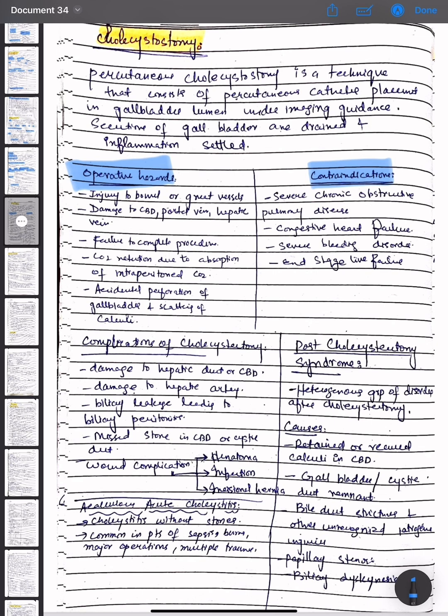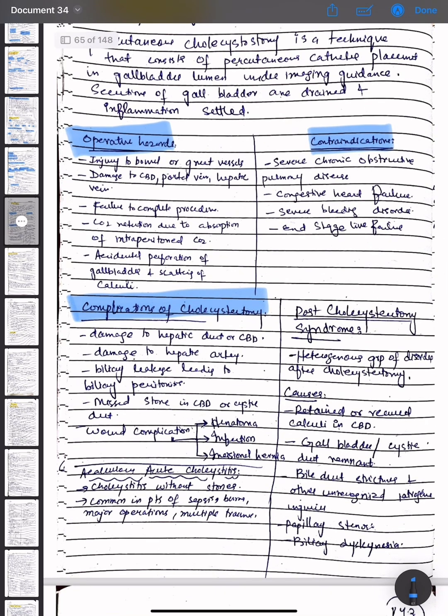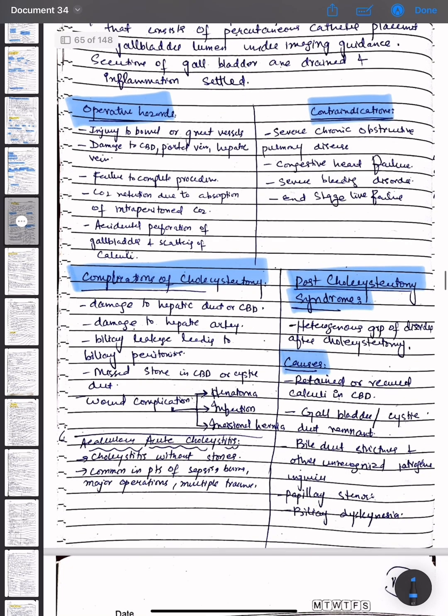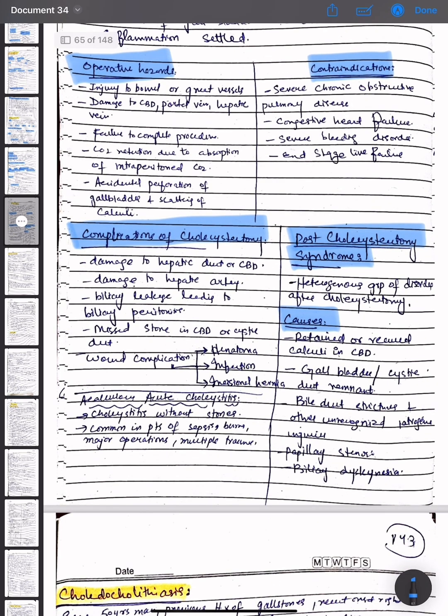The complications of cholecystectomy are damage to the hepatic duct or common bile duct, damage to the hepatic artery, biliary leakage leading to biliary peritonitis, missed stone in the common bile duct or cystic duct, wound complications, that is hematoma, infection, or incisional hernia. The post-cholecystectomy syndrome is a heterogeneous group of disorders after cholecystectomy, and the causes are retained or recurrent calculi in the common bile duct, gallbladder, or cystic duct, remnant bile duct structure, and other unrecognized iatrogenic injuries, papillary stenosis, and biliary dyskinesia.